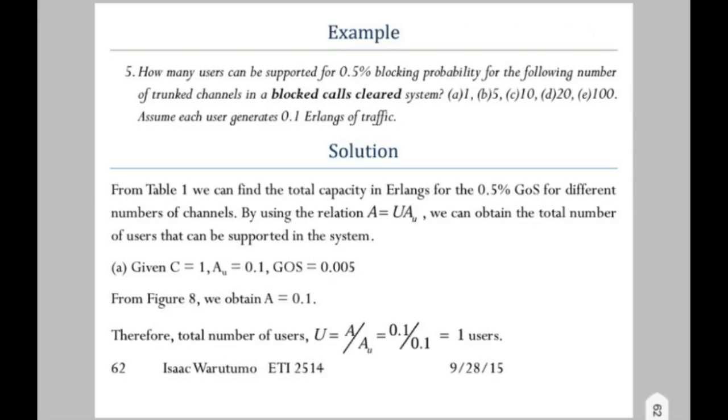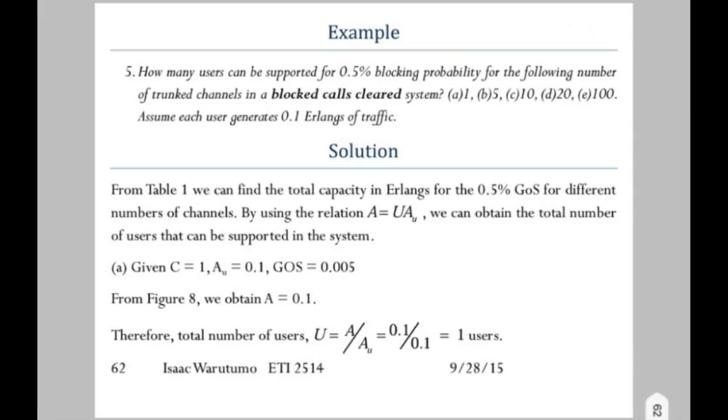So what we need, we can use either table 1 or we can use the graph that we have seen on figure 8. If you are very ambitious, you can apply the Erlang B formula as it is without using the graph. That will still give you the answer if you have a programmable calculator. Then what we know is that we are given that C is 1. Of course, we are saying for C is 1, C is 5, C is 10, 20 and 100. We don't want to do all of them. We just need to do one or two.